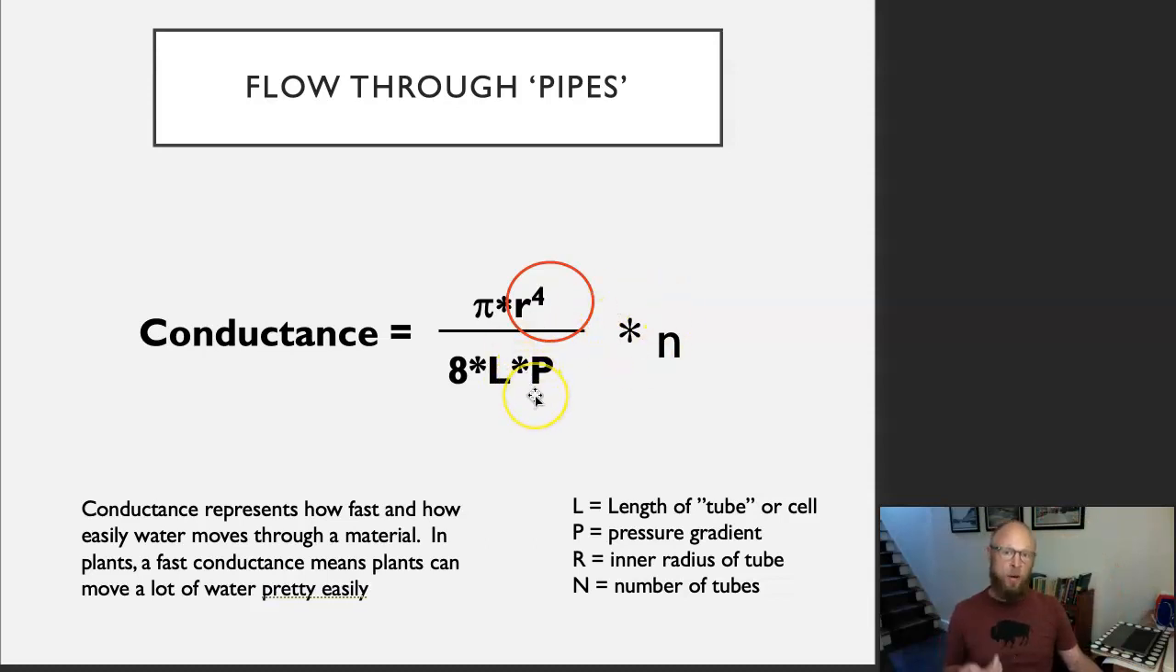And then P is the pressure gradient. That's the water potential gradient from the bottom of the plant to the top of the plant. So usually what we'll do is we'll use the soil water potential and the leaf water potential. The difference between those is the water potential gradient. All right, and then this equation here is really for one pipe. Then we have to multiply it by the number of pipes a plant has, and that's multiplied by this n. So that is what goes into this equation.